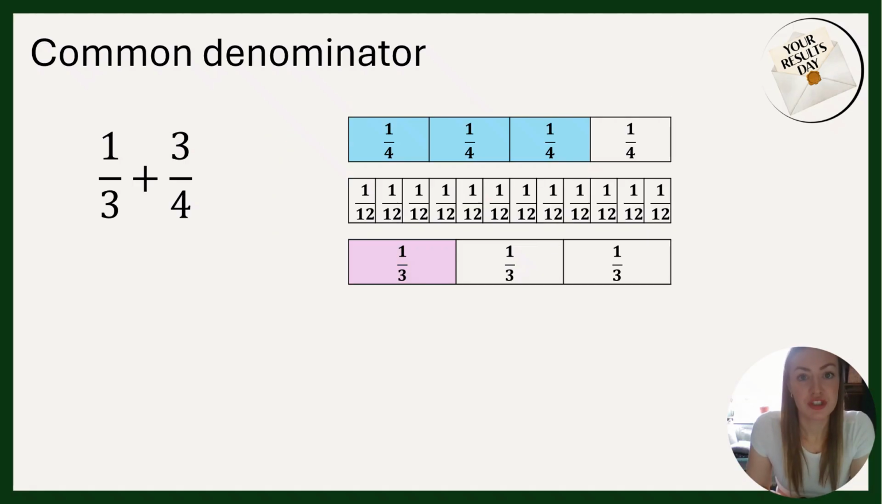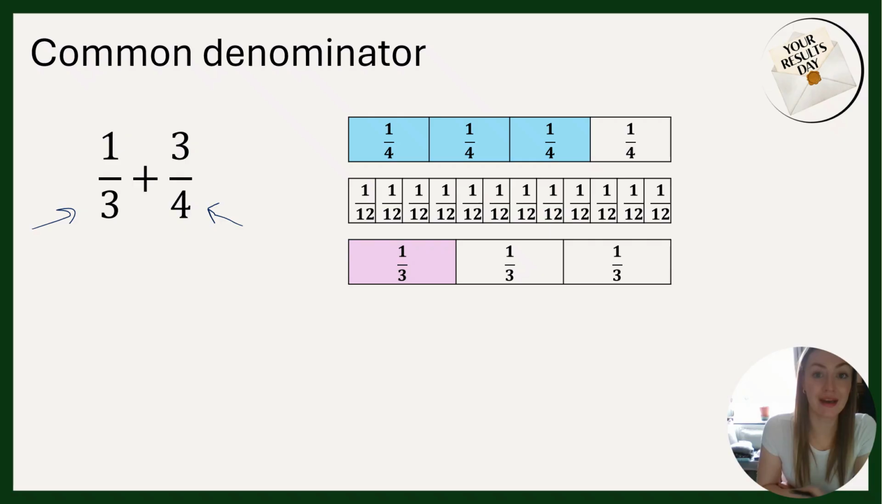We find a common denominator by finding the lowest common multiple of the denominators in the question. And remember, the denominators are the bottom numbers of your fraction. So in this case, the 3 and the 4. And we'll talk more about actually doing that in some example pairs in a moment.